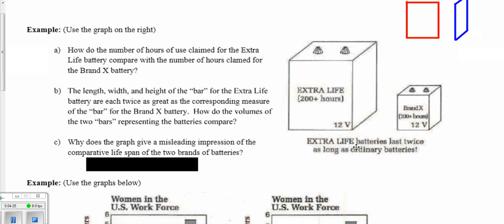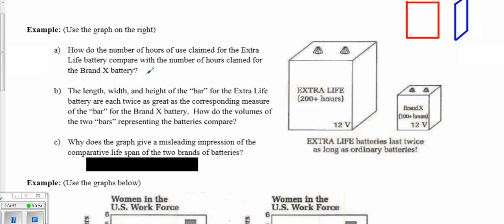Using this graph or this chart on the side, we're comparing 2 different batteries. The Extra Life batteries have 200 plus hours of battery time, and the regular brand X batteries have 100 plus hours. Now let's think about how those actually compare. 200 hours and 100 hours means that this one should be twice the amount. Now, how do the number of hours of use claimed for the extra batteries compare for the brand X battery?